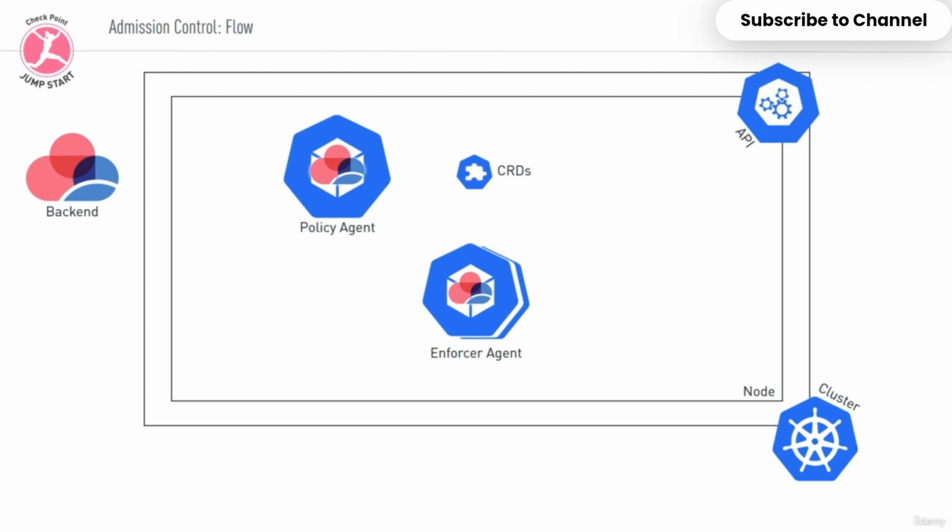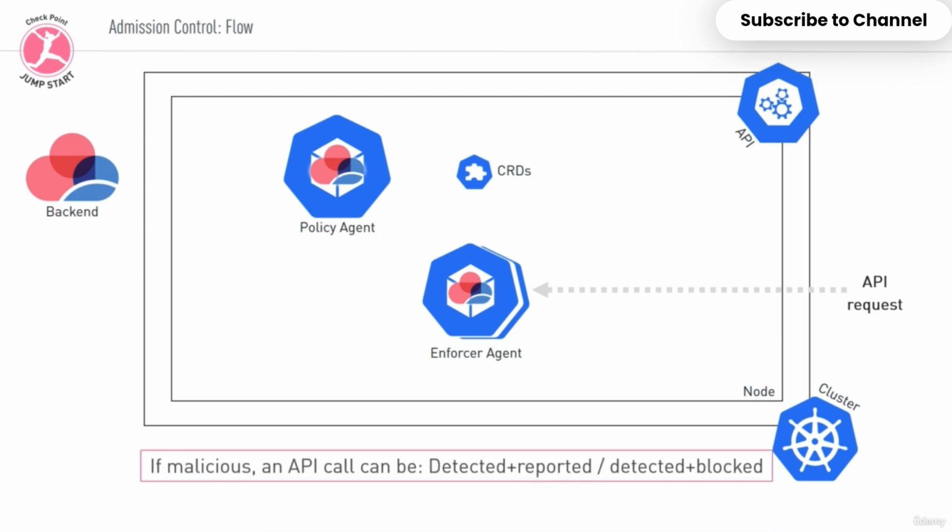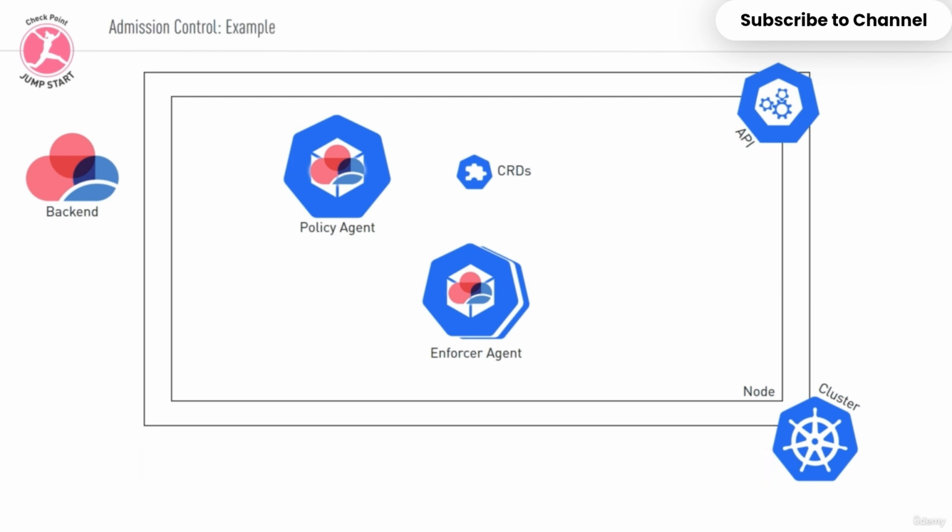The policy agent retrieves user-defined admission criteria based on configurations and policies from the CloudGuard backend, and updates the CRDs accordingly. Once any API request to the Kubernetes cluster API server comes in, it is intercepted by the enforcer agent. The enforcer agent evaluates the API call, making sure it is not malicious based on the CRD definitions. Depending on the settings, if the call is malicious, it can either be just detected and reported, or detected and blocked.